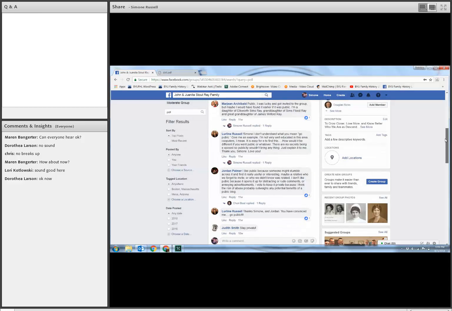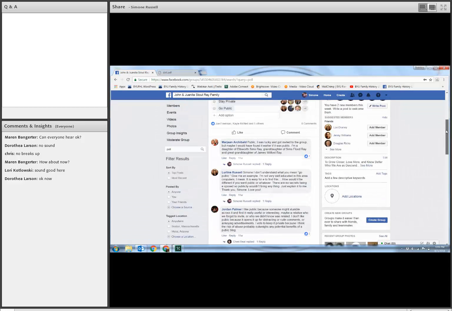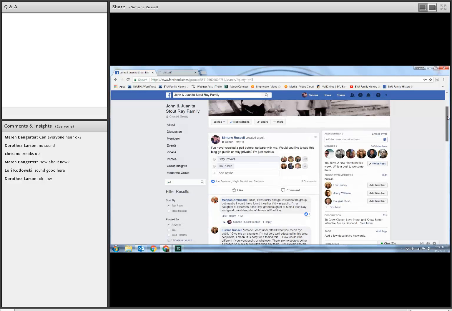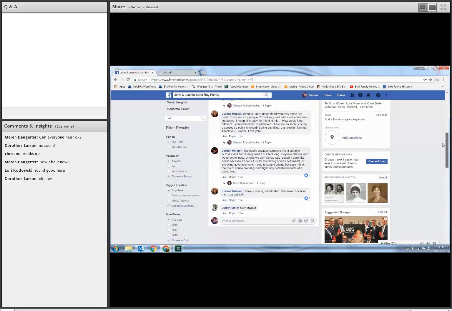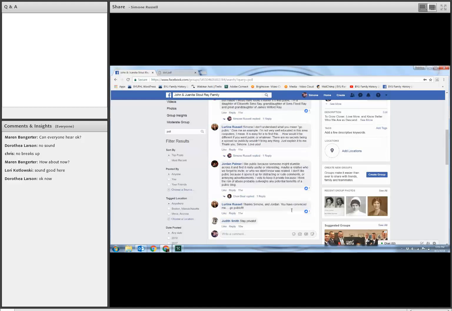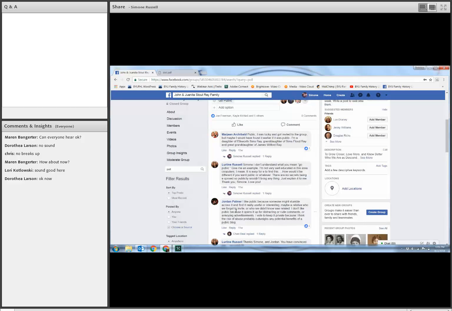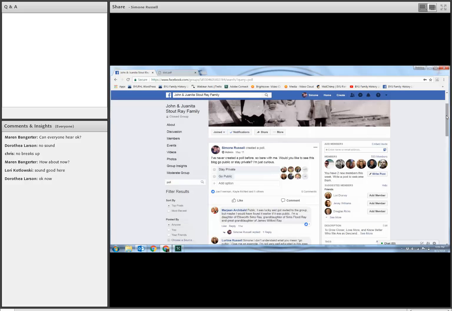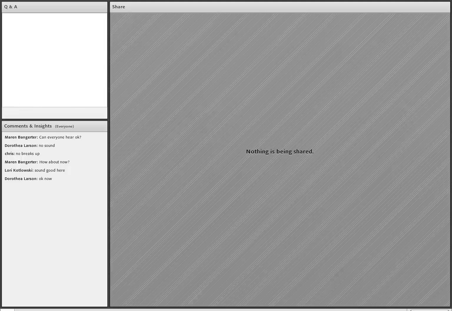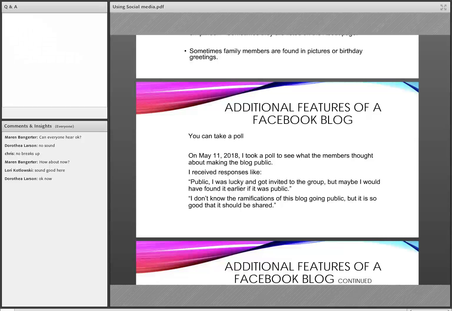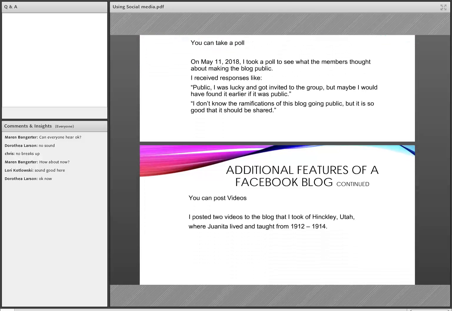So that's just one of the options, a feature, I should say, of this Facebook page. Lurleen Russell is my 96-year-old grandma, and Jordan Palmer is her sister's grandson. Anyway, so that's one of the options. We just went over that: taking a poll of what your members are interested in, or their opinions or preferences.